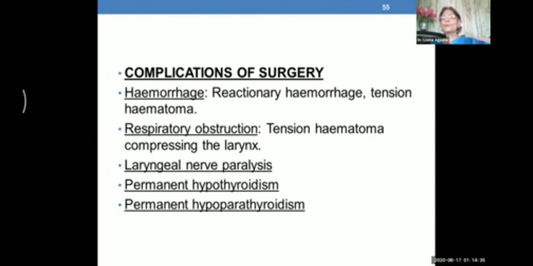Let us come back to the complications of the surgery. Like any other surgery, thyroid surgery also has got its own complications. One is hemorrhage, reactionary hemorrhage, and tension hematoma. Respiratory obstruction because of the tension hematoma, which compresses the larynx. Next is laryngeal nerve paralysis. Then permanent hypothyroidism because of the excessive thyroid tissue removal. Permanent hypoparathyroidism by inadvertently excised parathyroid glands along with the thyroid.